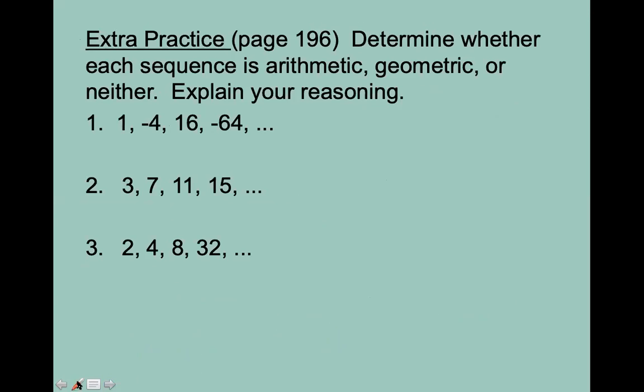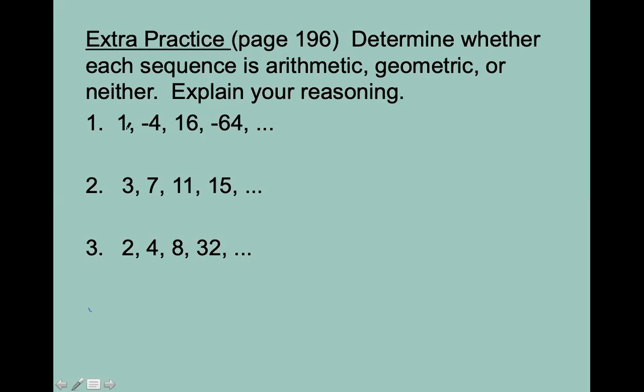All right, let's look at the next problems. It says, determine whether each sequence is arithmetic, geometric, or neither. So on these, you're looking to see, are you multiplying to get the next term? Are you dividing to get the next term? Are you adding, subtracting, or neither? So let's see. Looks like this time, well, they're alternating, so that's kind of interesting.